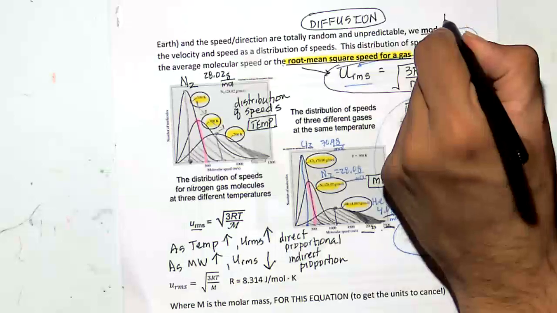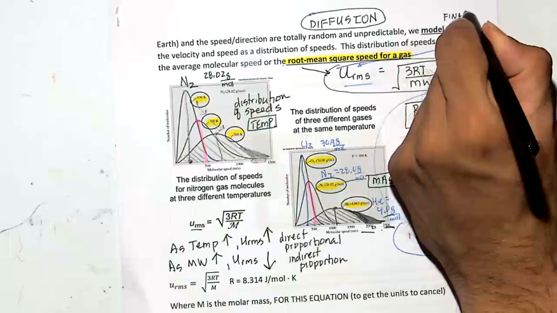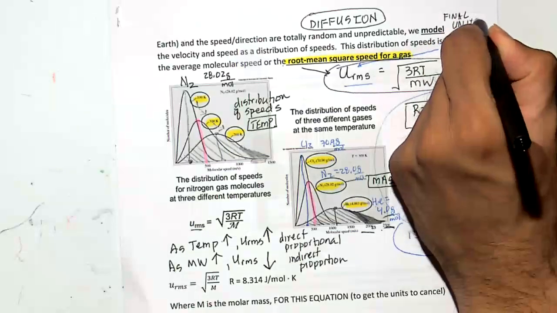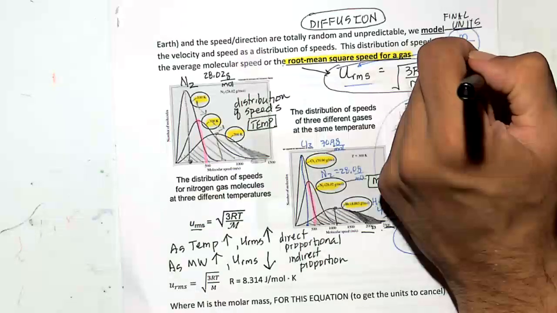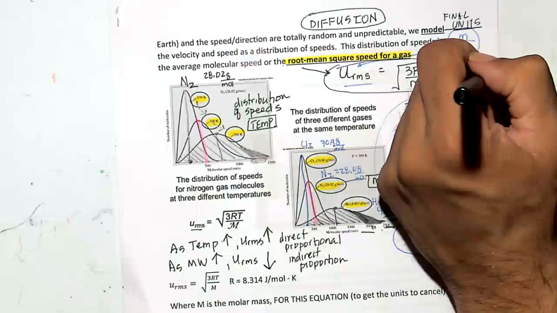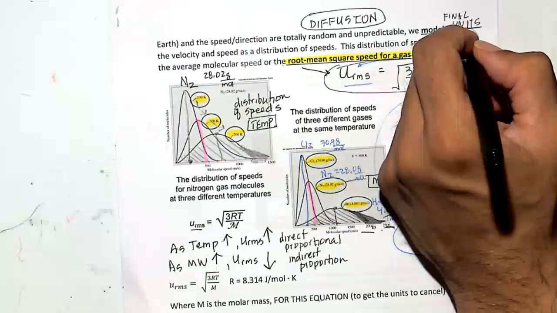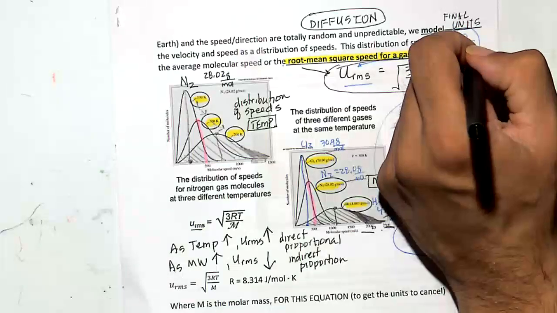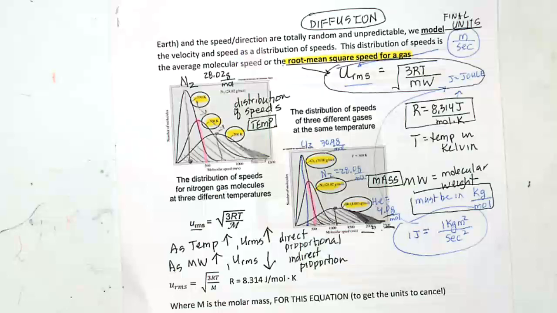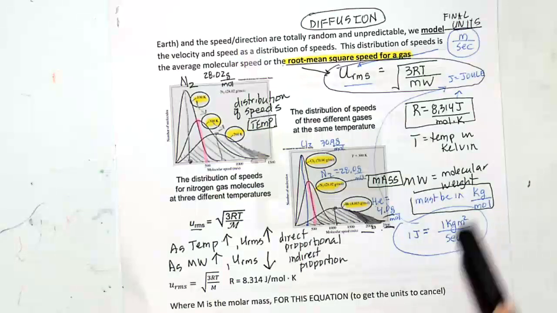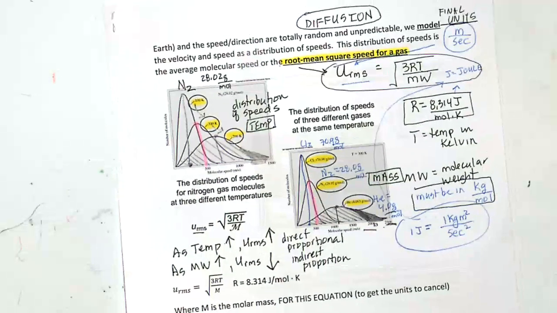When you put all of that into this equation, the final units of speed are going to be meters per second. Some distance, in this case meters, over time, in this case seconds. Your speed coming to school today was miles, which was the distance, over hours, which is the time. Distance over time is the final units here for this equation.